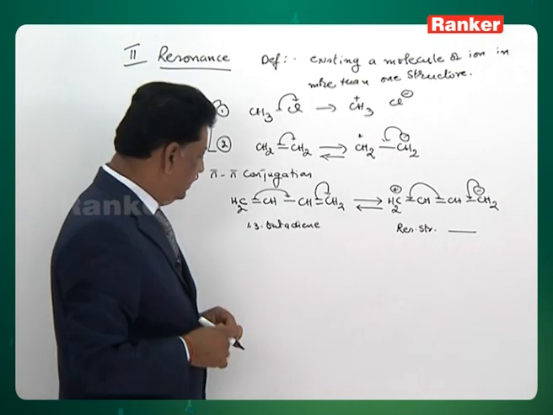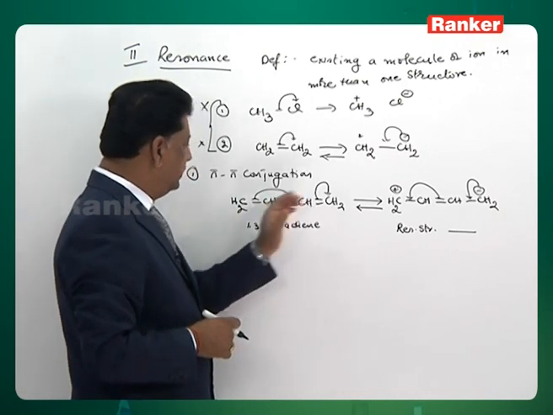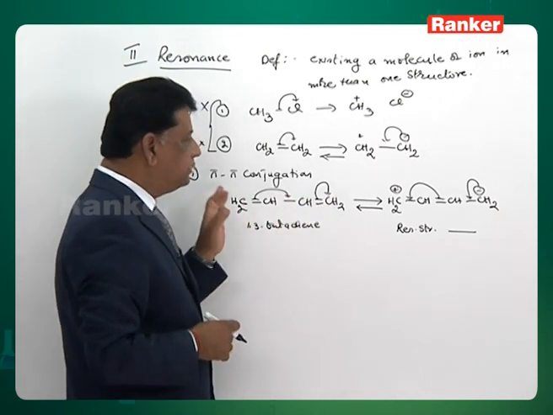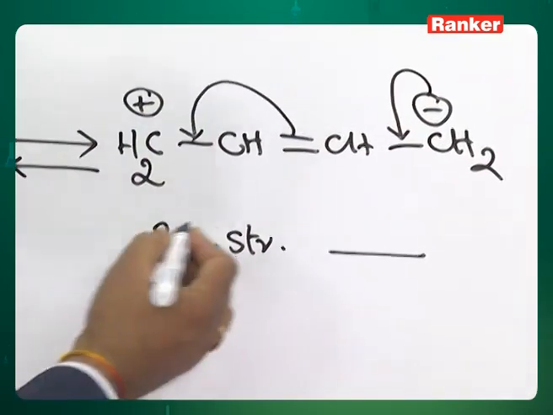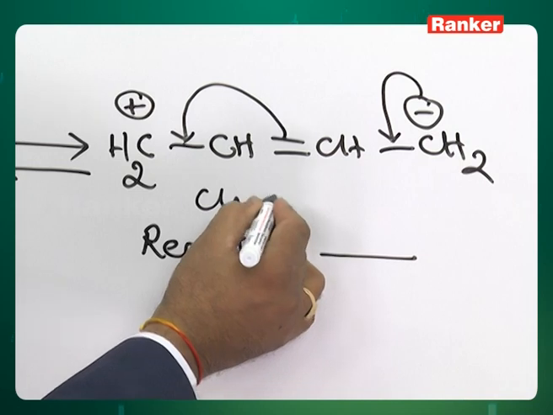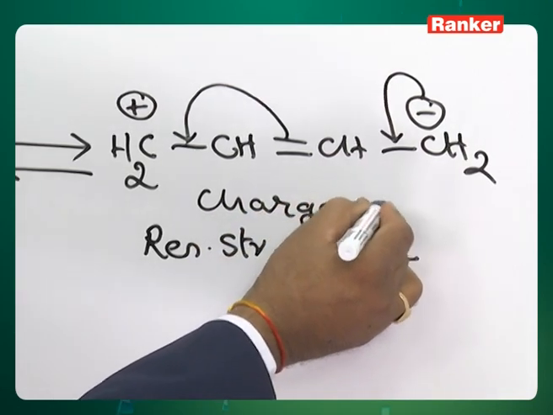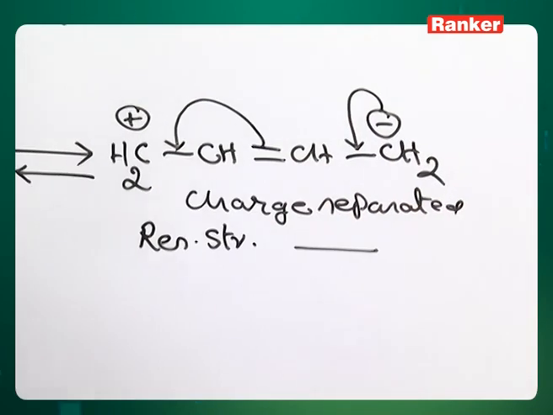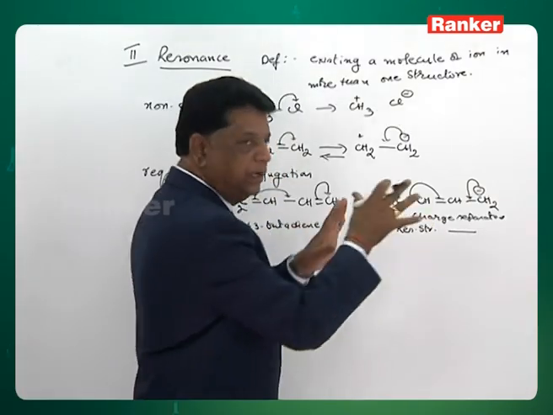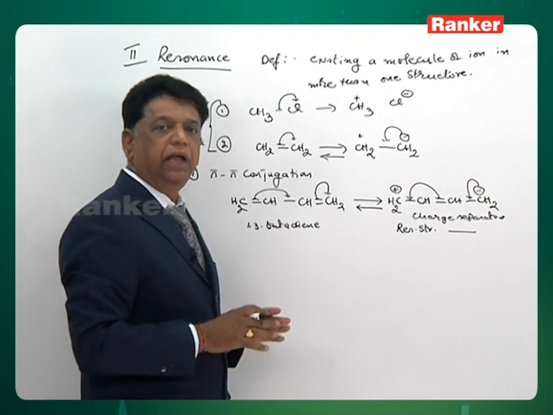Specifically, you can say one thing: no charge. There is no charge, isn't it? A neutral structure of butadiene, plus minus charge separated. You can add this charge separated resonance structure of 1,3-butadiene. Same name should be given. You cannot write another name.